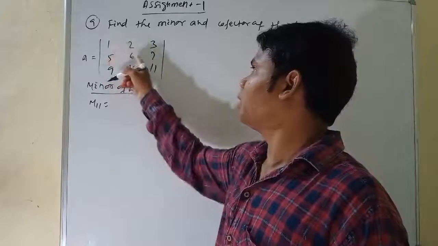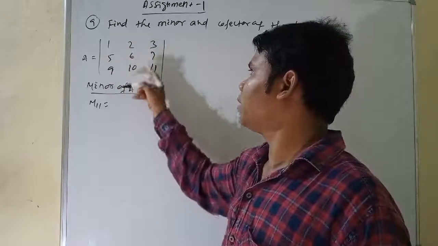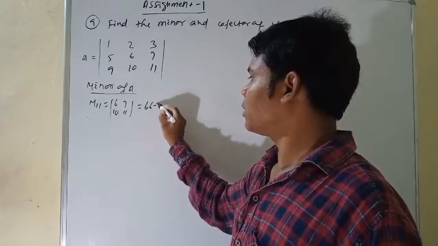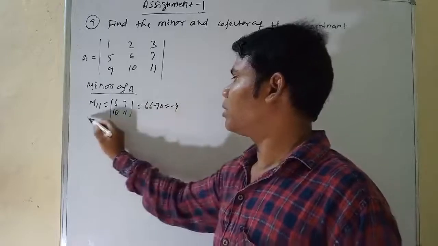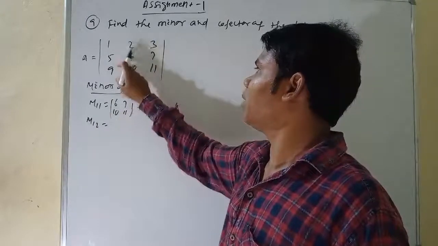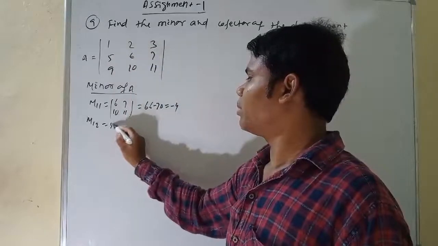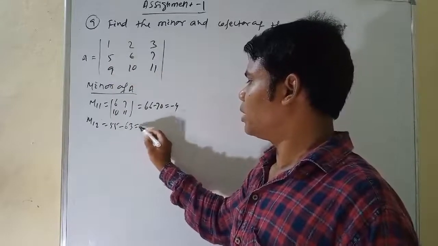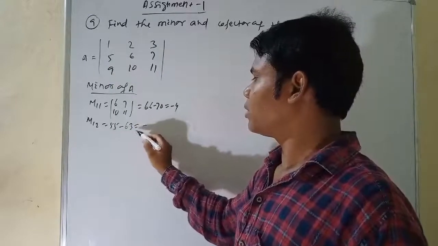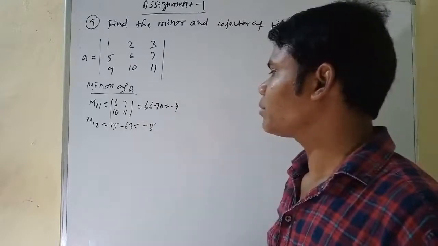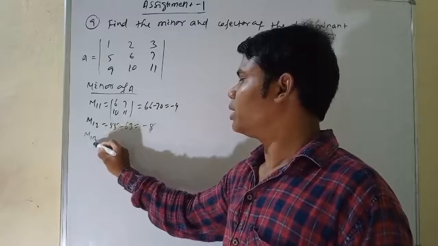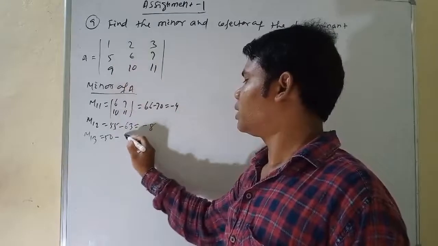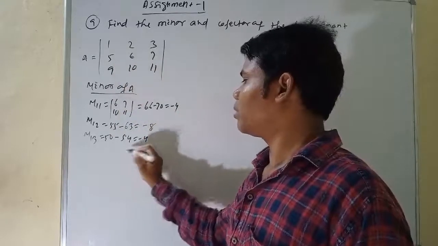M11 is equal to, for this element, 6 into 11, 66, minus 10 into 7, 70, is equal to -4. M12 is equal to, for this element, 5 into 11, 55, minus 9 into 7, 63, okay, is equal to how much? -8. M13, for this element, 5 into 10, 50, minus 9 into 6, 54, is equal to -4.